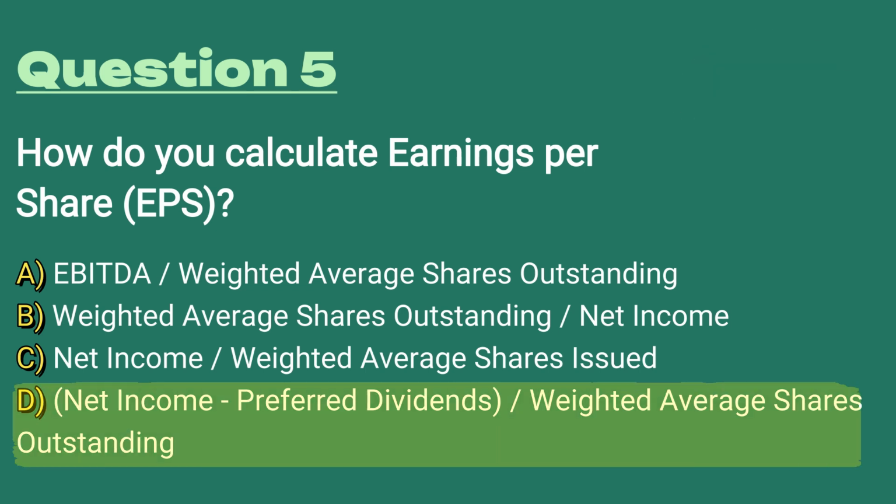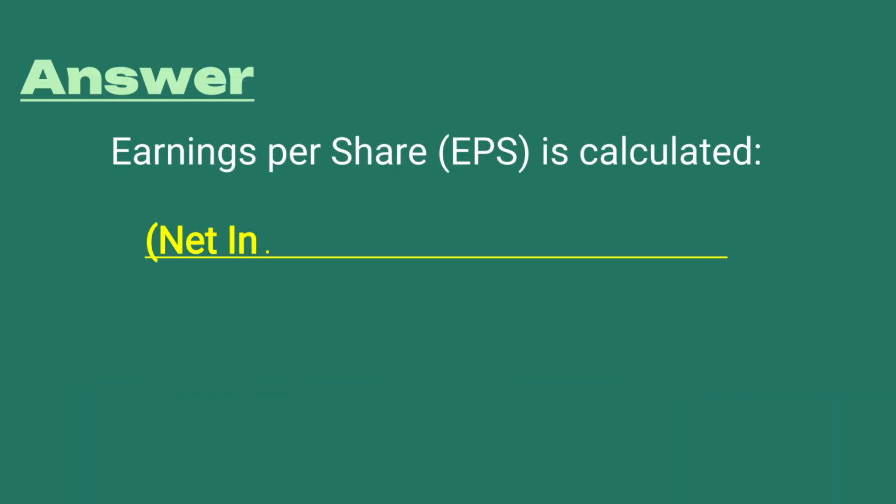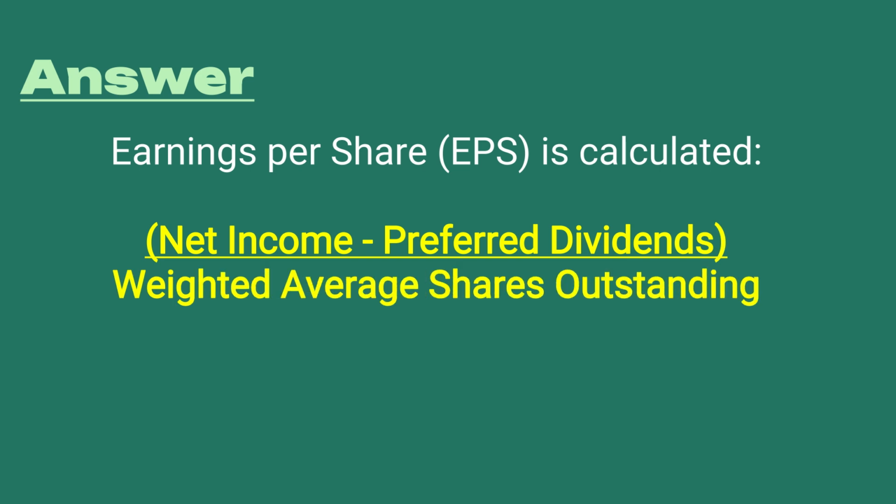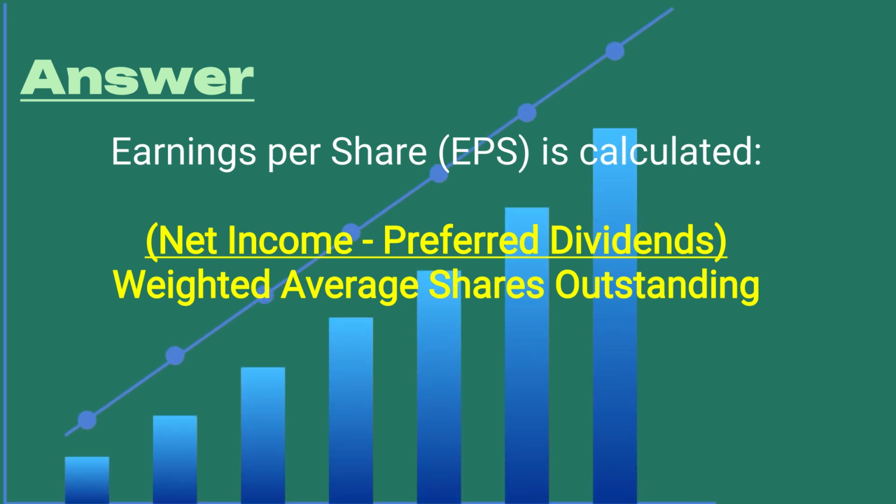D, you're going to take your net income from the P&L and you're going to subtract out any preferred dividends and you're going to divide that by weighted average shares outstanding. That is going to give you earnings per share, and that is a big driver of stock prices. You want to see earnings per share going up.